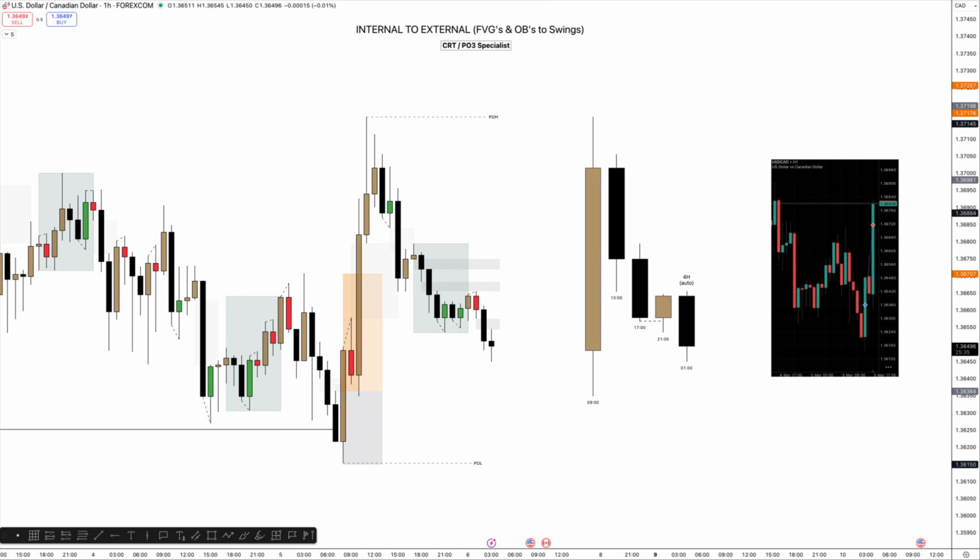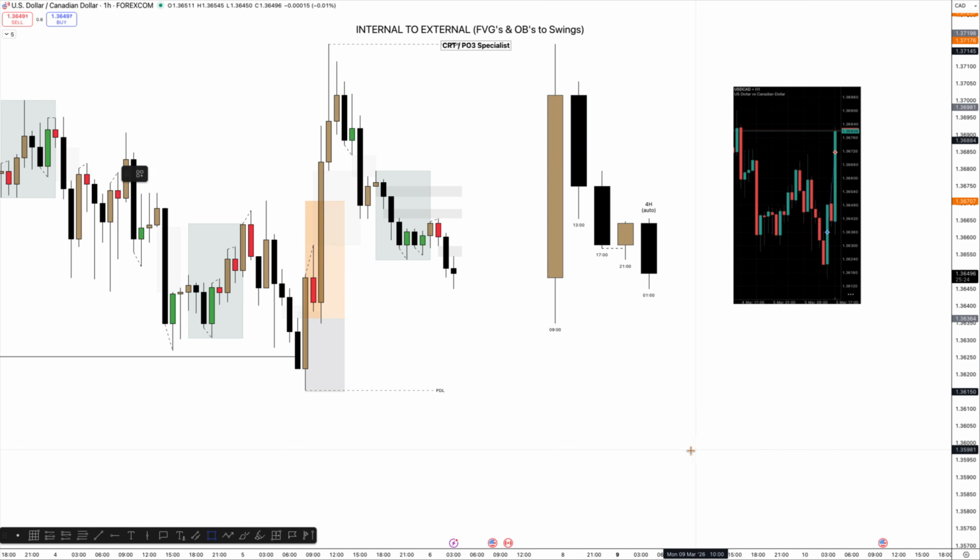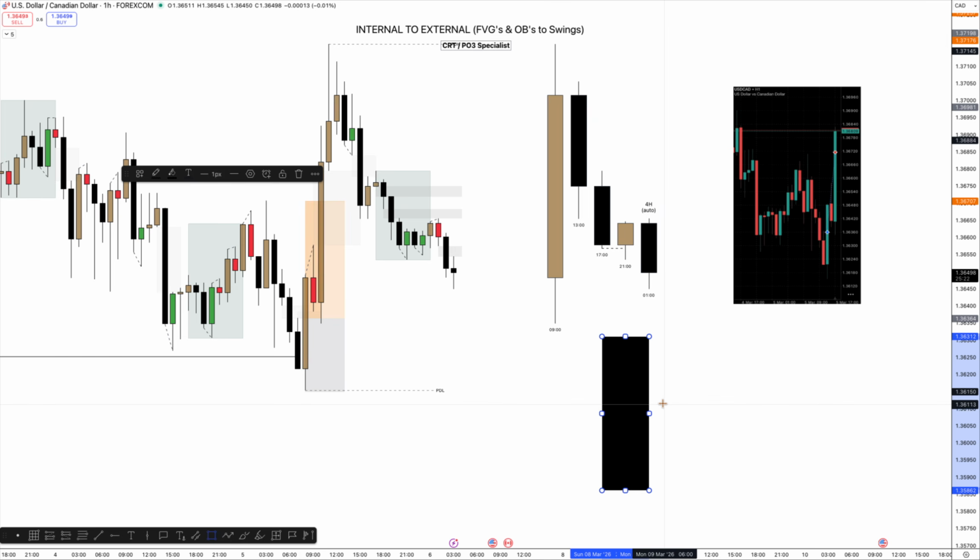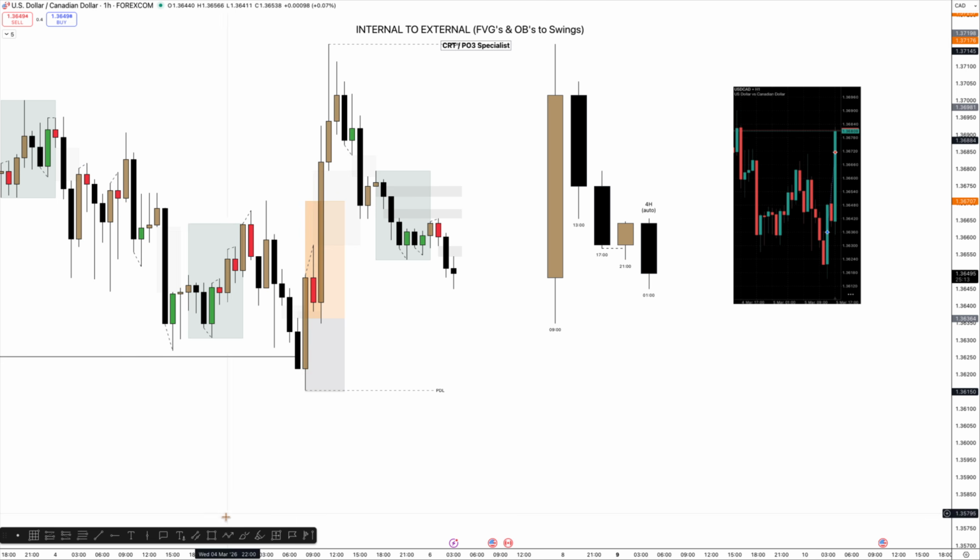How we utilize our 4 hour and 1 hour is basically just CRT entries with our previous narrative. If we have a previous bullish day, all I'm going to look for is a manipulation to the downside, continuation to the upside, targeting those highs. How we manage to get into these trades is purely manipulation. I want to see a manipulation of a 4 hour or a 1 hour candle.